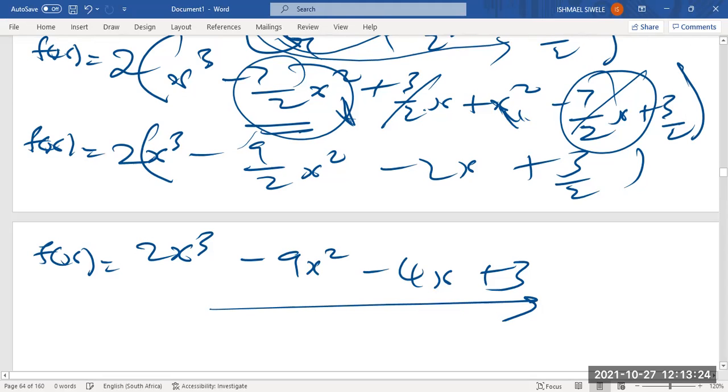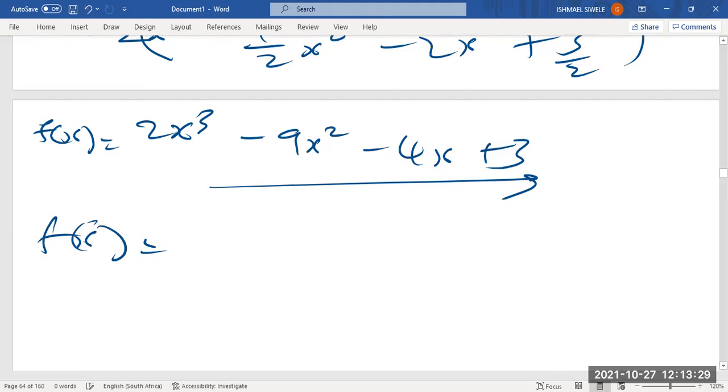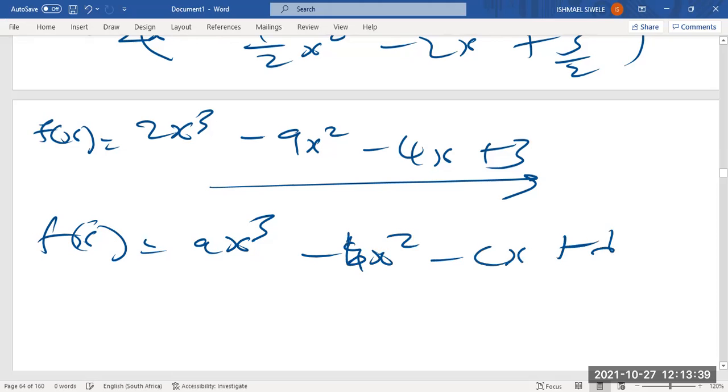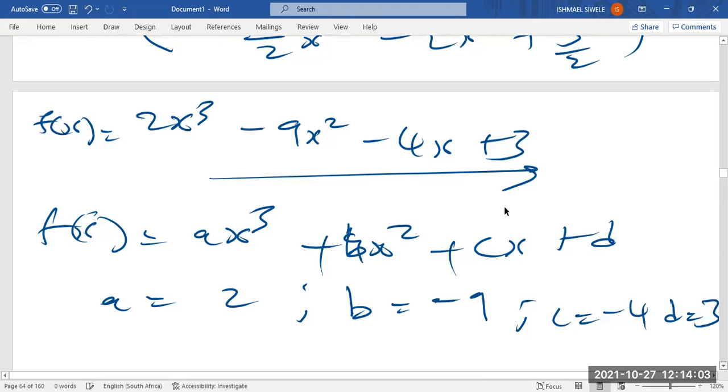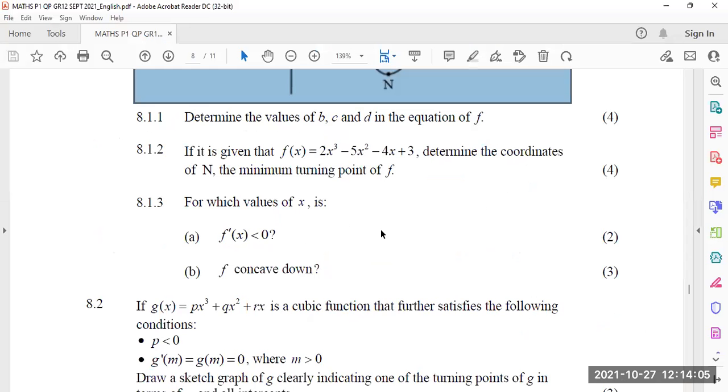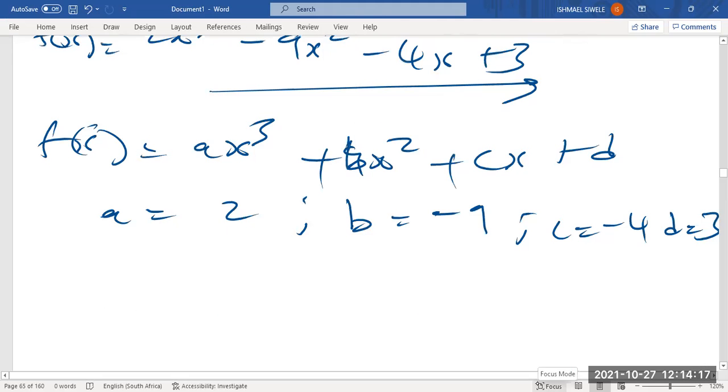Okay. So how is a cubic graph? x cubed minus bx squared minus cx plus d, right? B here is equal to negative 9. Then c here is equal to negative 4, and d is equal to 3. If it is given that it's 2x cubed minus 5x squared minus 4x plus 3, what is it that you have? You didn't get the very same solution, but I'm not sure why.